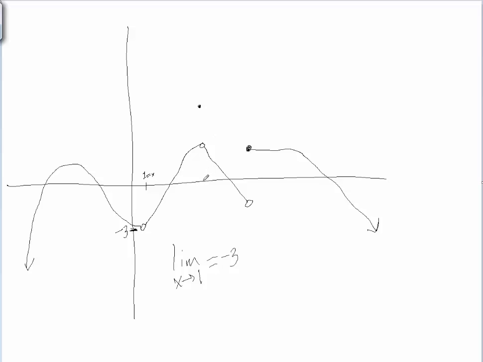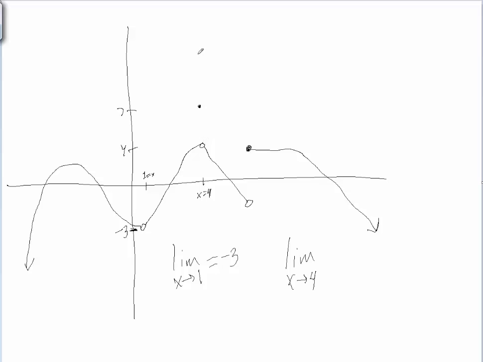Same here. Let's say this is x equals 4. The limit as x goes to 4. Again, we don't care what happens at x equals 4. So the function is defined up here. So let's say this value is 7. We just care what happens as we get closer and closer to 4. Doesn't matter what happens at 4.